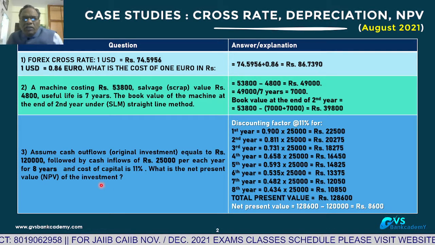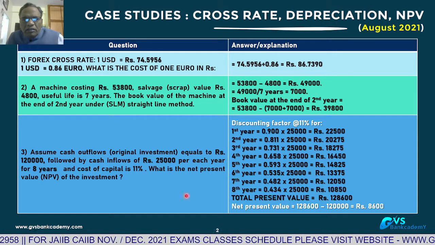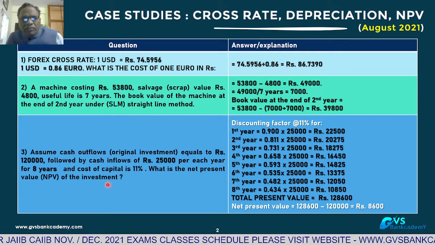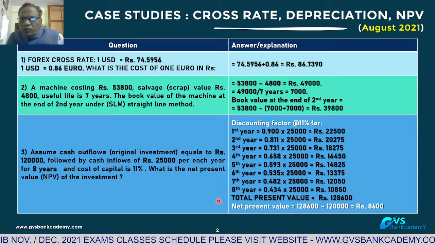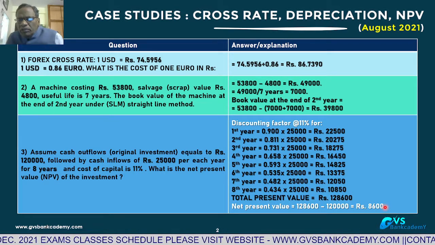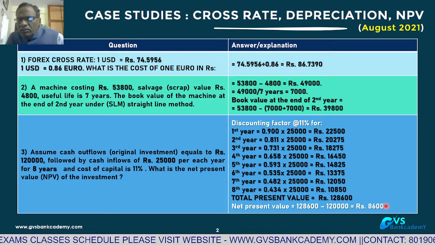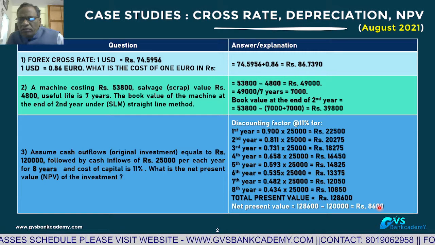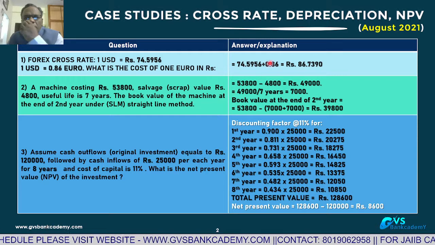Net present value is a discounted cash flow technique. Under net present value, whether you can accept the proposal or not, that is the acceptance or rejection criteria. When net present value is positive, we can accept the proposal. When net present value is negative, we cannot invest, we can decline the proposal. So in this case, net present value is positive, 8,600, and the bank can take a call for investment in this project. This is about 3 case studies.